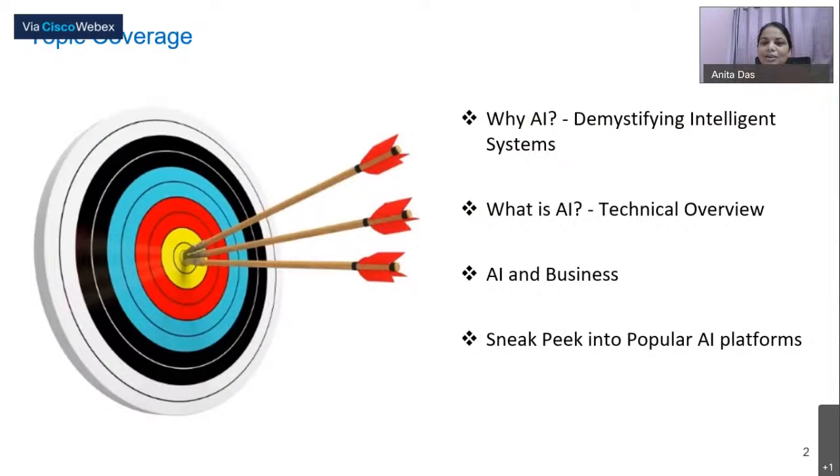In the second part, we will talk about what is AI. I will give you a technical overview of artificial intelligence. We will also discuss important AI techniques and the AI architecture. In the third section, we will talk about the adoption of AI across different domains of business. And at the end, we will take a sneak peek into popular AI platforms. So that's the agenda for today's presentation. Let us first start with why AI.